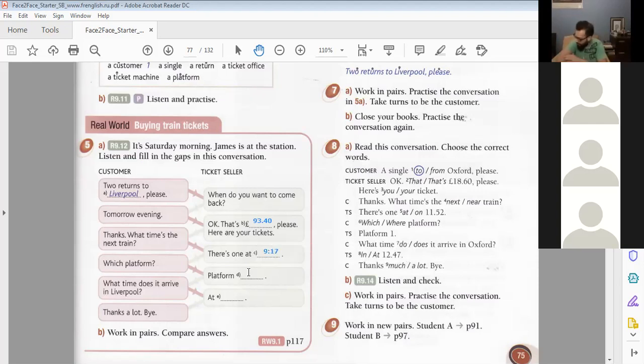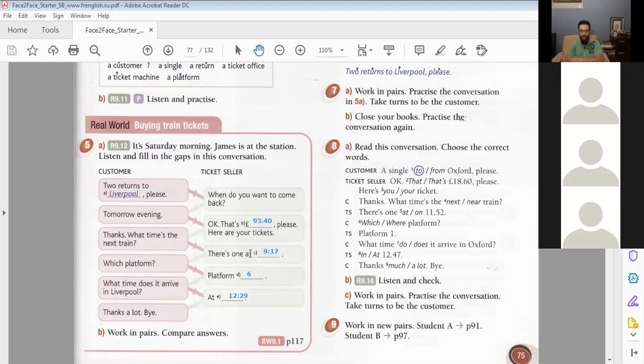And which platform? Platform 6. Yes, platform 6. And what time does it arrive at Liverpool? At 12:29. Correct. Yes, at 12:29. Very good.